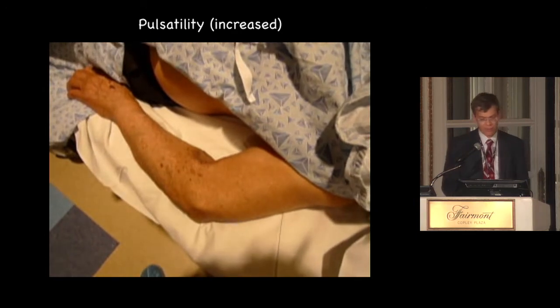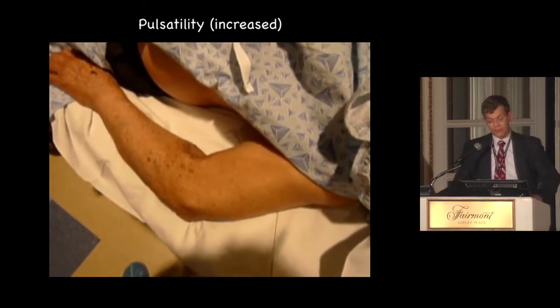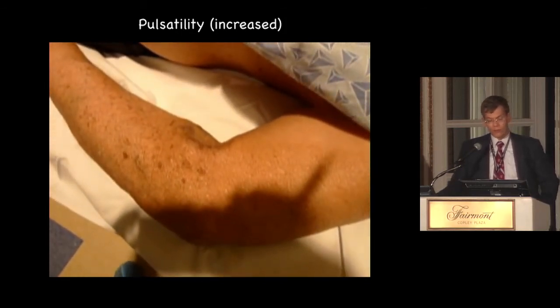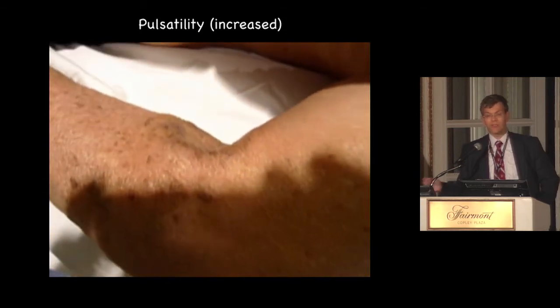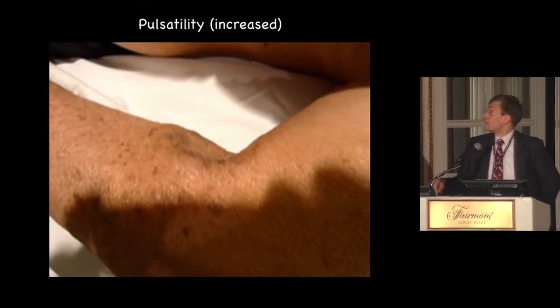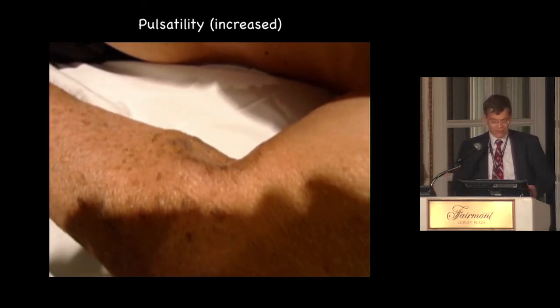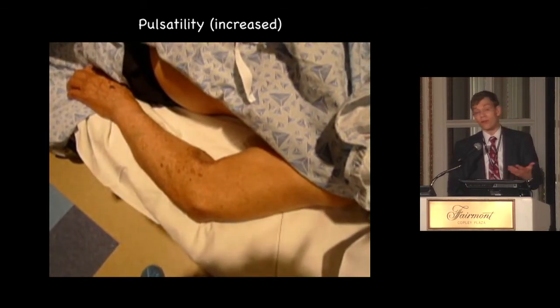So here's an example captured on movie for pulsatility. It's a left forearm loop graft, and you can focus on this place where the skin seems to be jumping at you. This is increased pulsatility. In this case, there was a near total outflow stenosis, and once that was relieved, you don't see that anymore.